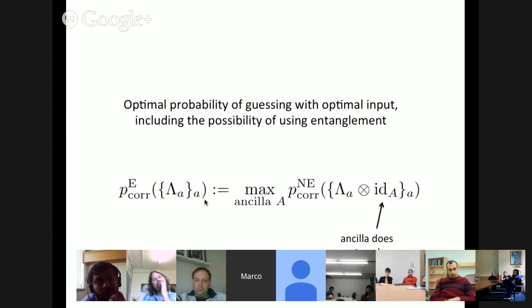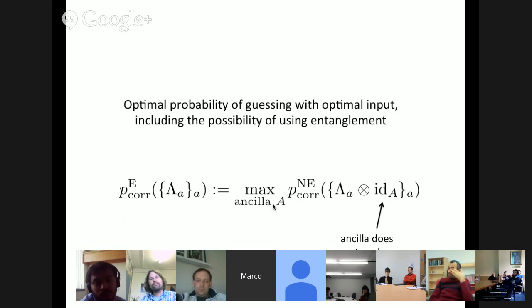So this leads to the definition of the optimal probability for guessing the optimal input, including the possibility of using entanglement. And what we can do is just use the same expression that we introduced before without entanglement, but now considering the extended system of probe and ancilla. So in this case, the ancilla does not evolve. So if you want, this is the new instrument that we want to discriminate.